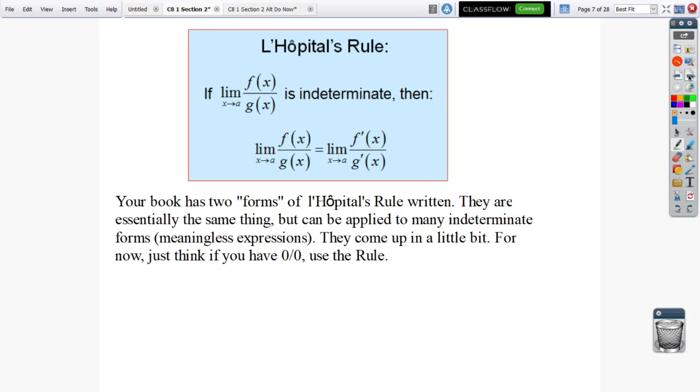So looking here, just to formalize, L'Hopital's Rule: if the limit as x approaches a is indeterminate, meaning 0 over 0, then the limit as x approaches a of f of x over g of x is equal to the limit as x approaches a of f prime of x over g prime of x. Only works when you are in the fractional indeterminate form. Your book has 2 forms of L'Hopital's Rule written. They're essentially the same thing, but can be applied to many indeterminate forms, those being meaningless expressions. They come up in a little bit, but for now, just think if you have 0 over 0, use the rule.